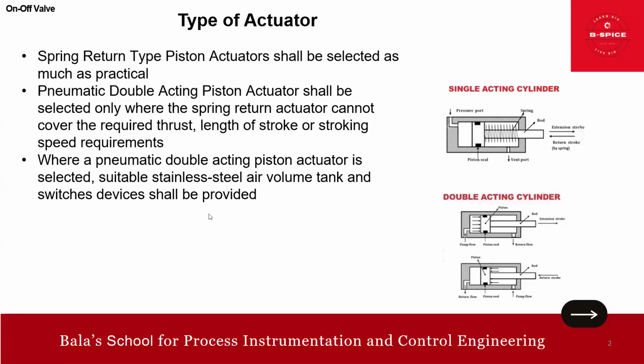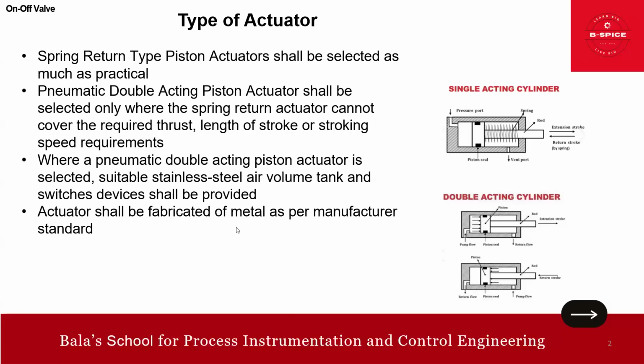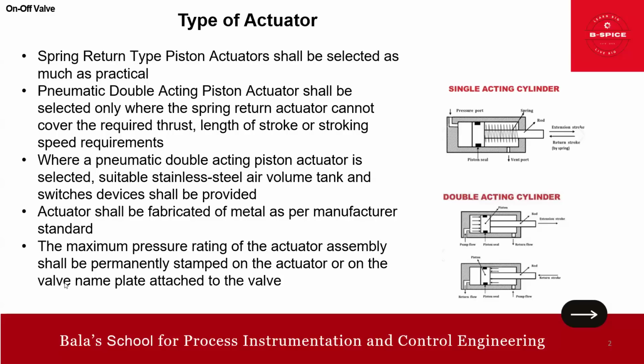Coming back to the subject, where a pneumatic double-acting piston is selected, we need to ensure the air volume tank is preferably stainless steel. In fact, I'm also going to cover one more video on all accessories in the on-off valve, so just take note. The actuator shall be fabricated as per manufacturer standard. The maximum pressure rating of the actuator assembly shall be permanently stamped on the actuator or on the nameplate. Experienced professionals know this, but I just want to update you.